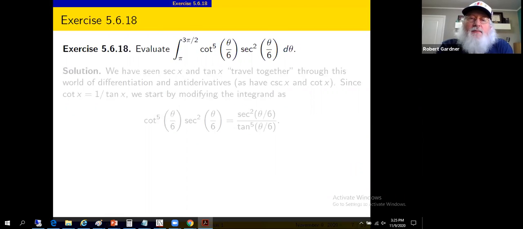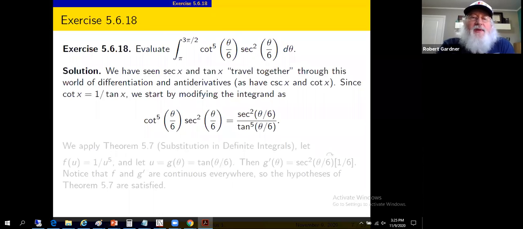Okay, how about this one? Evaluate the integral from pi to 3 pi halves, cotangent to the 5th, theta over 6, secant squared, theta over 6. Well, we're used to seeing secants and tangents together in this stuff. So let's change it so we've got secants and tangents. Or we've also seen cosecants and cotangents together before. So I got a couple of choices here.